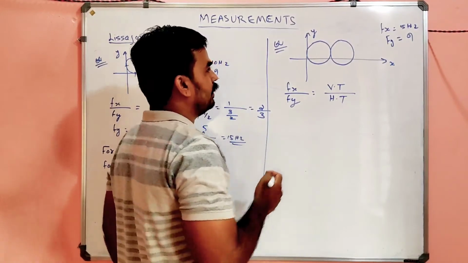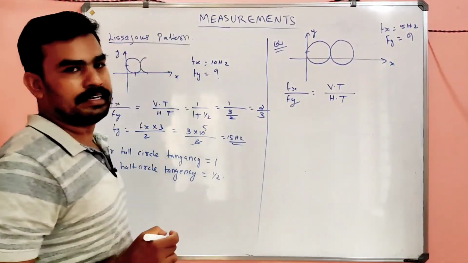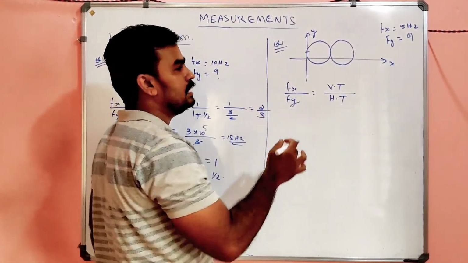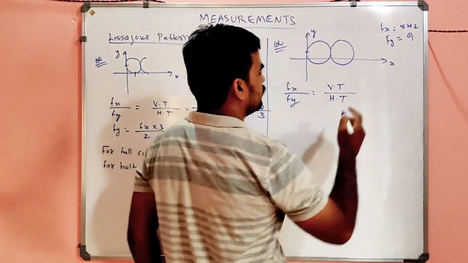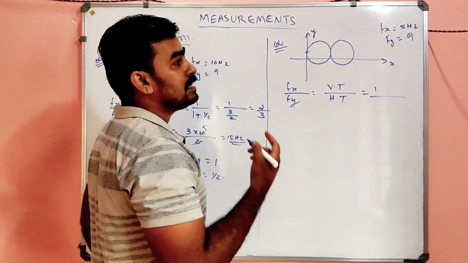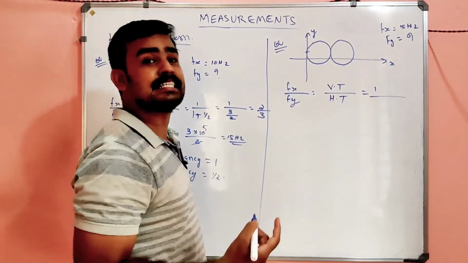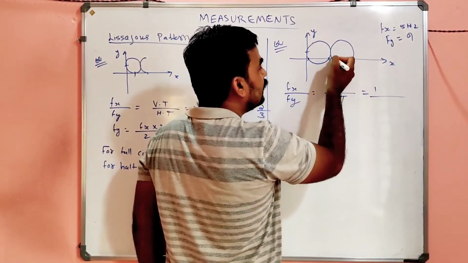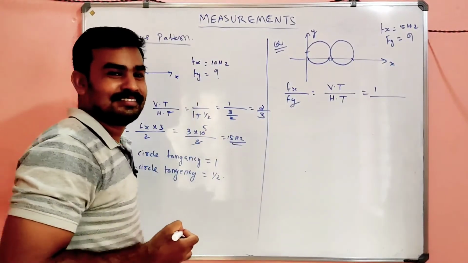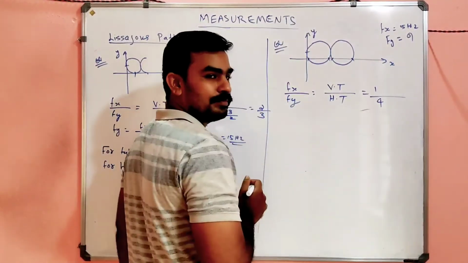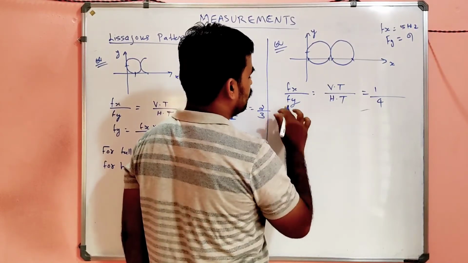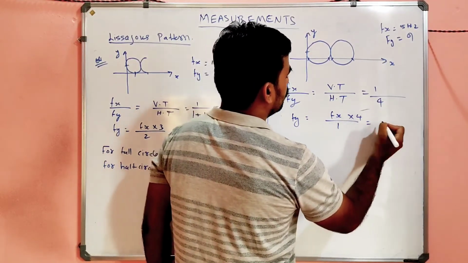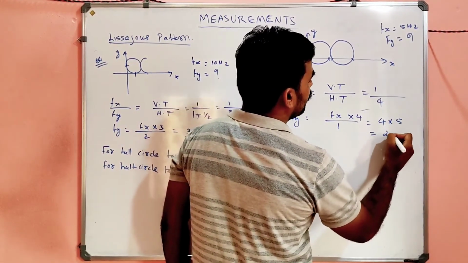So what is the vertical tangency, my dear? Only one time the circle touches the vertical line. You don't go for the second cycle because it doesn't touch the vertical line now. It touches the vertical axis, that is the y-axis, only one time. So it will be 1 divided by how many times the circle touches the horizontal axis: 1, 2, 3, 4. This is 1 by 4. So Fx is given as 5, and Fy will be 4 into 5, which is 20 hertz.